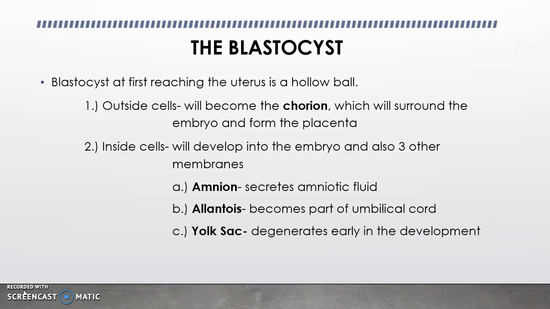Blastocysts have outside cells and inside cells. The outside cells will become the chorion, which will surround the embryo and then will form the placenta. The inside cells are the amnion cells, and these will secrete the amniotic fluid. The allantois cells, which will become part of the umbilical cord, and the yolk sac, which degenerates early in the development.